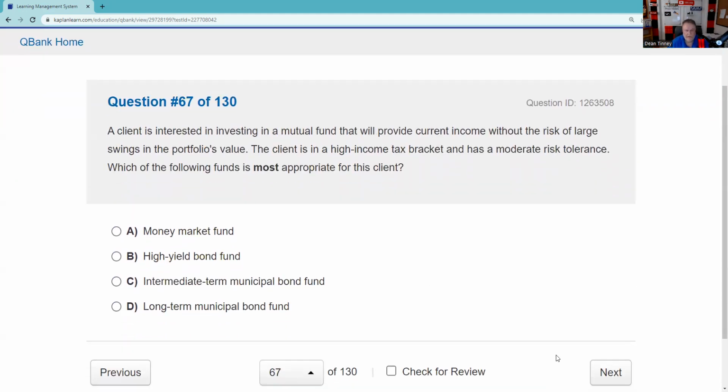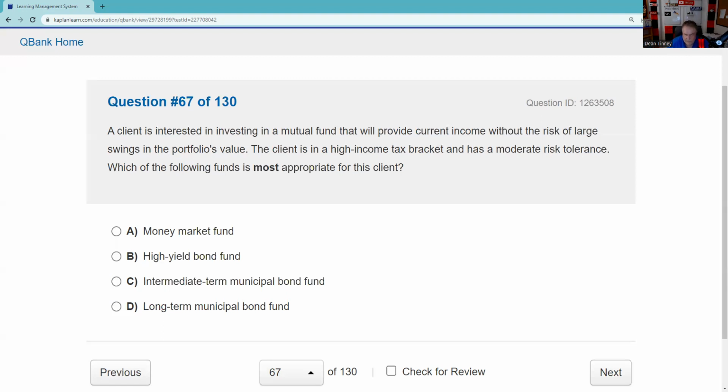A client is interested in investing in a mutual fund that will provide current income without the risk of a large swing in the portfolio's value. The client is in a high income tax bracket. So the minute they say on the test, high income tax bracket, it looks like we're going to be shopping for a muni answer. And make sure on the test you can do tax-free and tax equivalent yields. So that part there, tax bracket means munis.